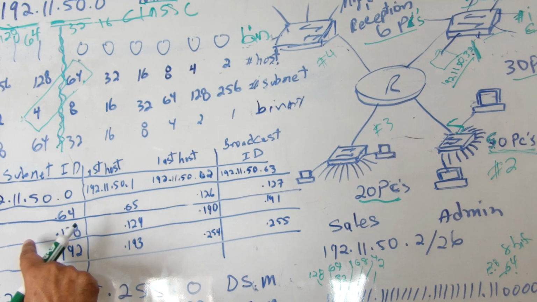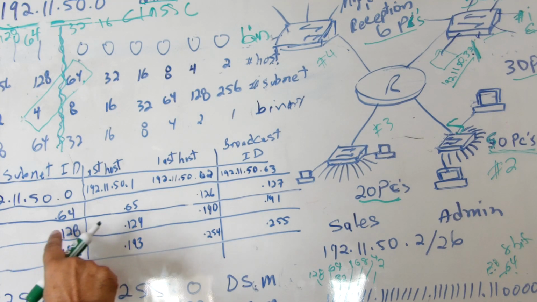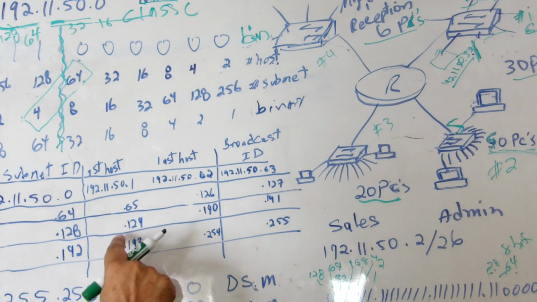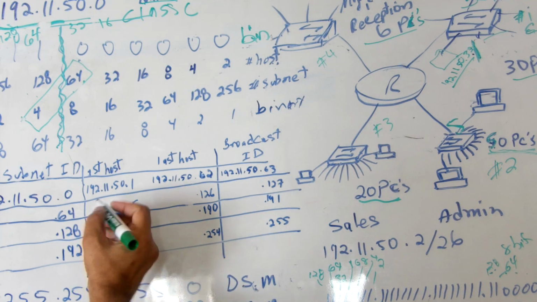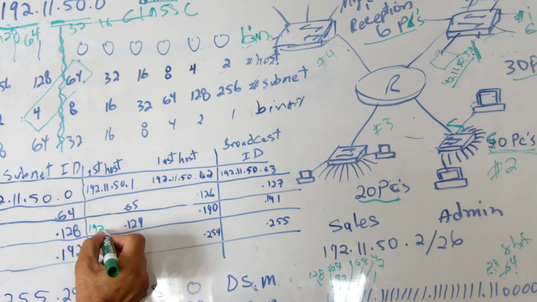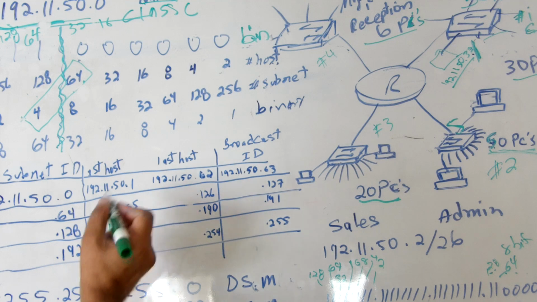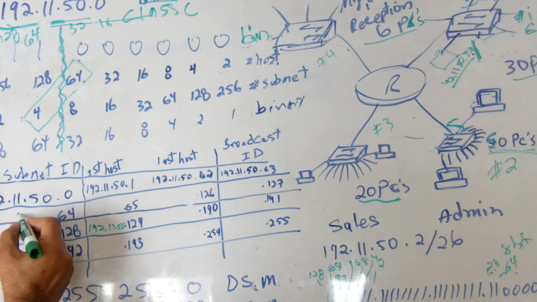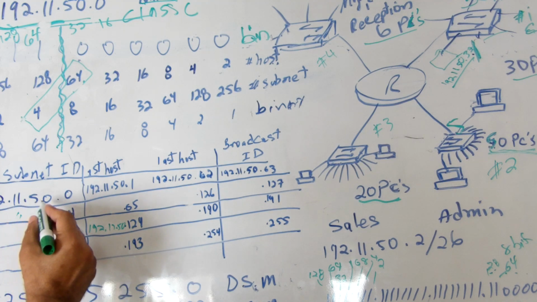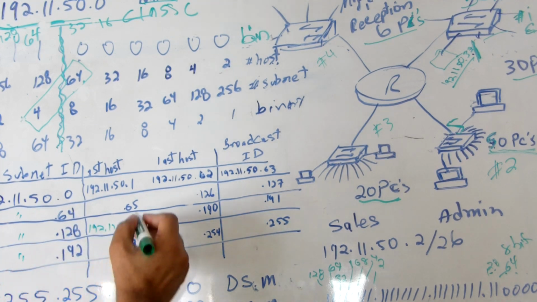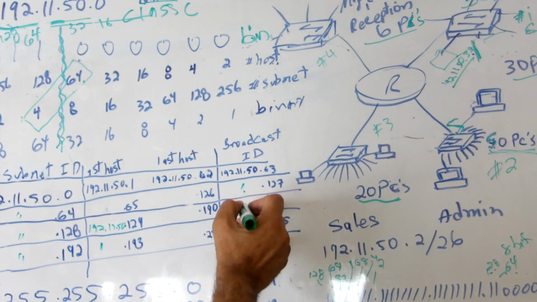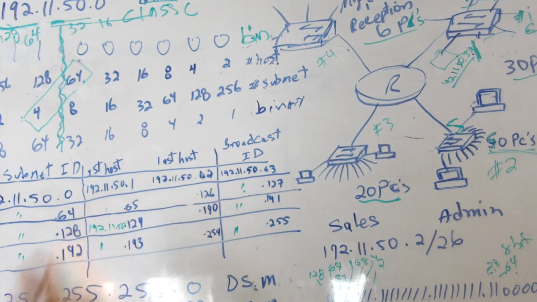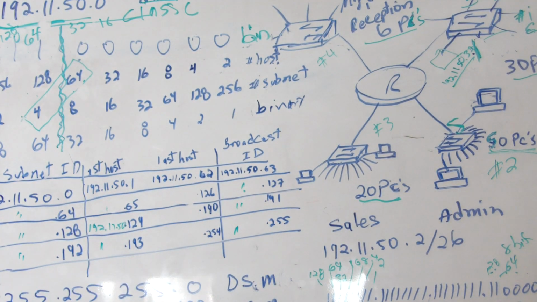And for subnet number 3, the first host is 0.129. I mean 0.129, it means 192.11.50.129. These are all 192.11.50, and that's why I use this one, so that I don't have to repeat the first three numbers here. So what happened?